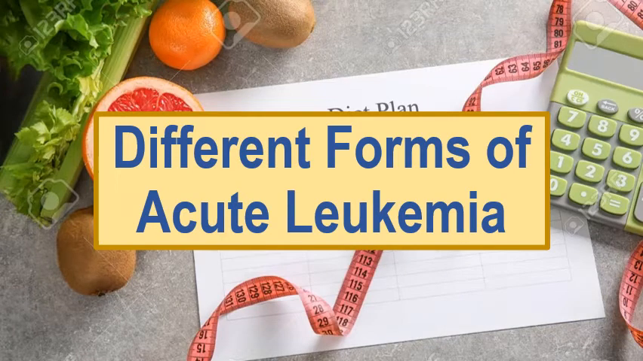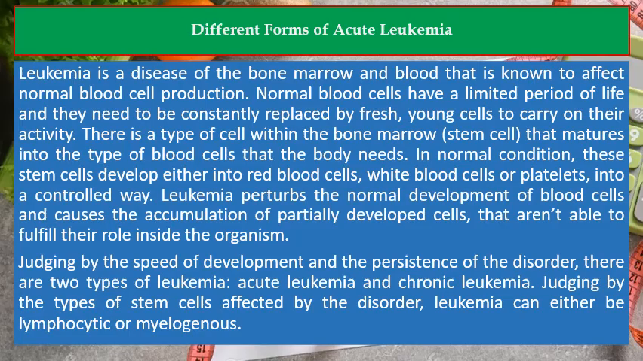Different forms of acute leukemia. Leukemia is a disease of the bone marrow and blood that is known to affect normal blood cell production. Normal blood cells have a limited period of life and they need to be constantly replaced by fresh, young cells to carry on their activity.